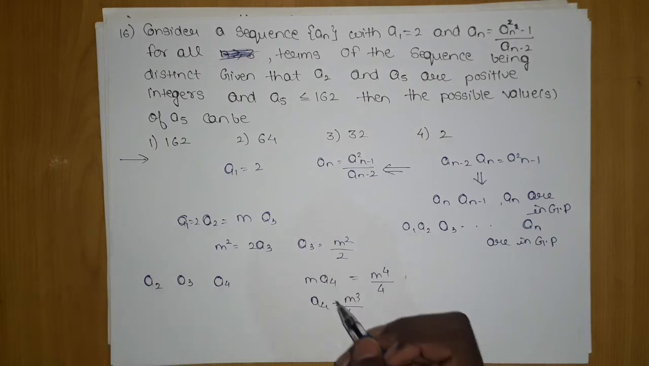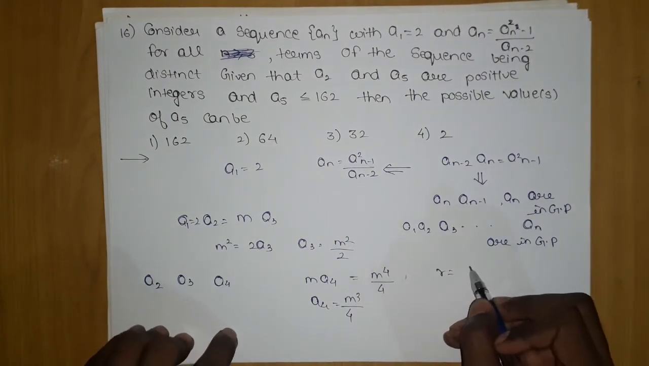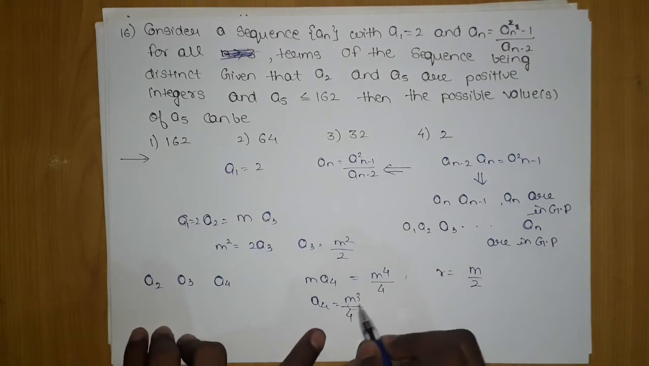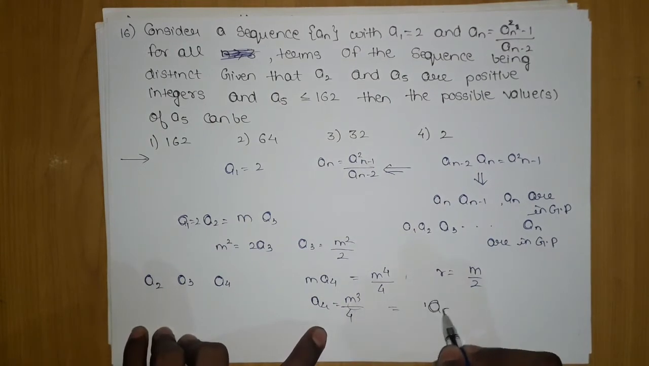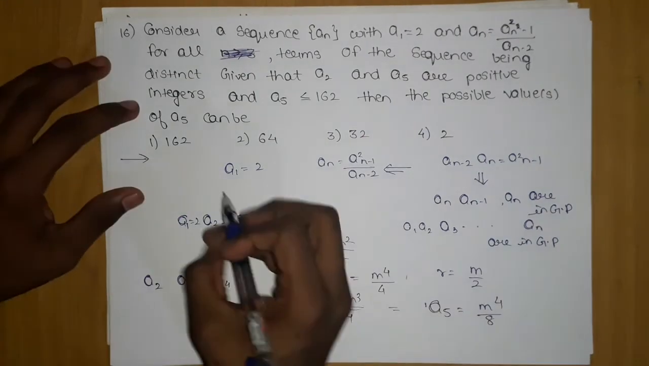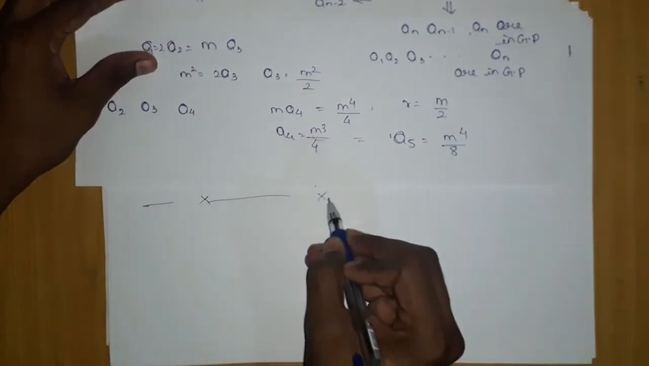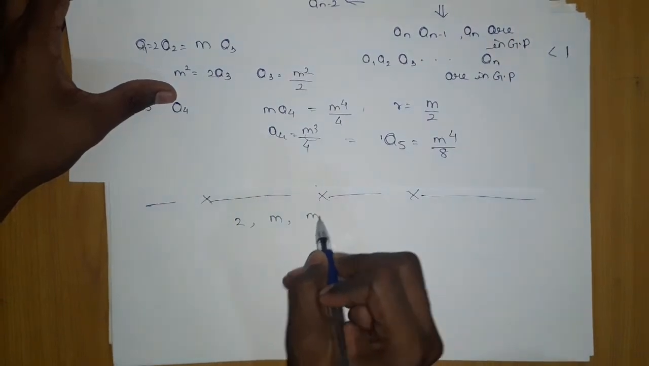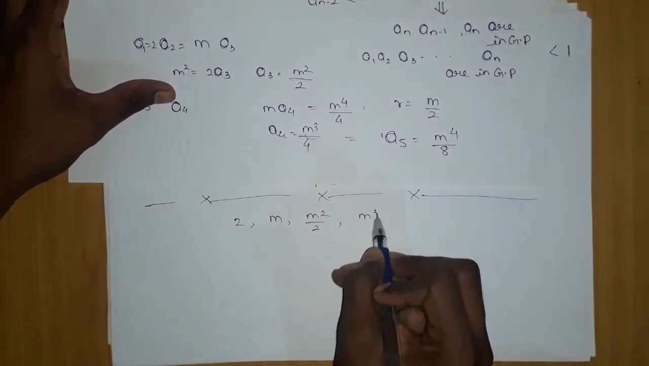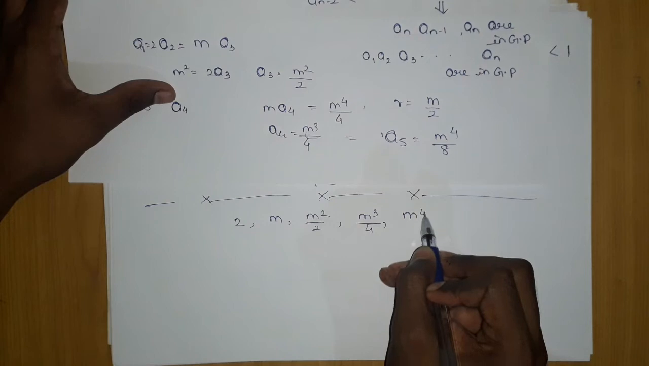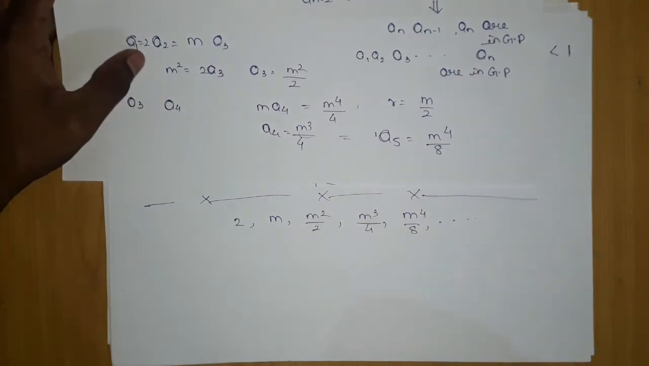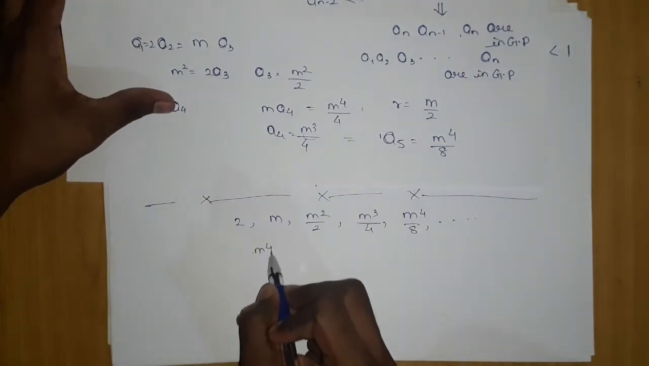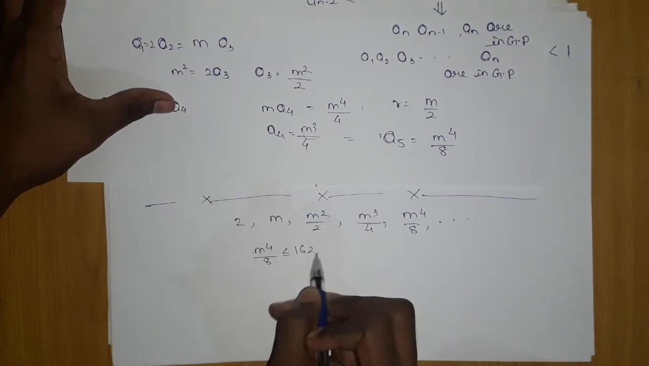Now I can identify that my common ratio is nothing but m by 2. So I will multiply a4 by m by 2, giving me my fifth term as m raised to 4 upon 8. So my terms are as follows: 2, m, third term m square by 2, m cube by 4, fourth term... and so on. Now they are telling that m raised to 4 by 8 is less than or equal to 162.